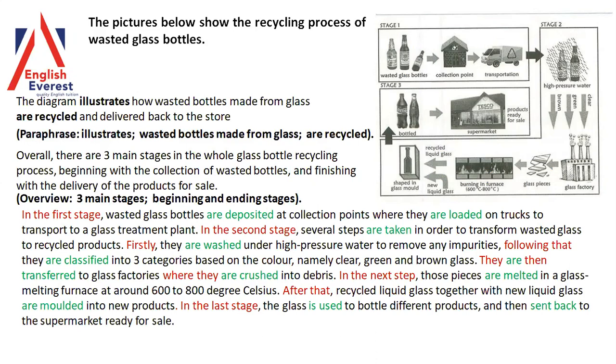So here we can see we've got the wasted glass bottles followed by these processes, and it finishes with the bottles back in the store ready for sale, obviously full of fluid, Coke, juice, whatever they filled them with. So let's look at the essay itself. Title: the diagram illustrates how wasted bottles made from glass are recycled and delivered back to the store.